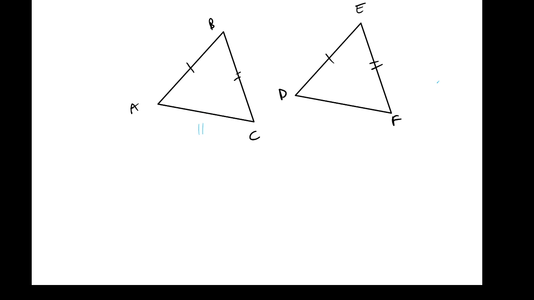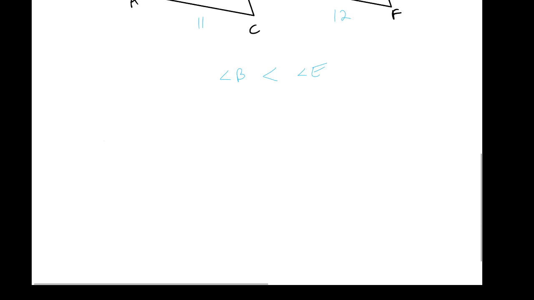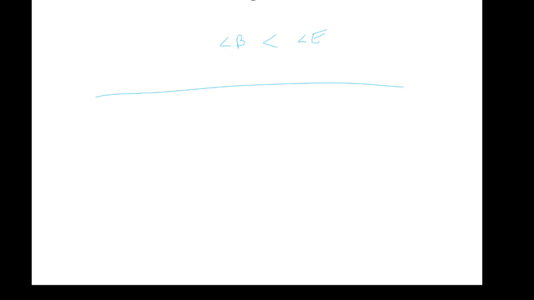And so if I have 11 and 12 as my sides opposite, what I can do is now make assumptions about the angles that are opposite. In this case, again, it's that included angle B and E. So in this case, B is going to be less than angle E, and that's because, very simply, 11 is less than 12. All right, so we're going to do a proof.